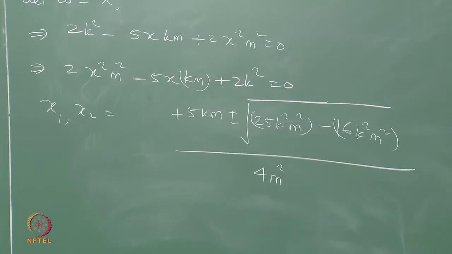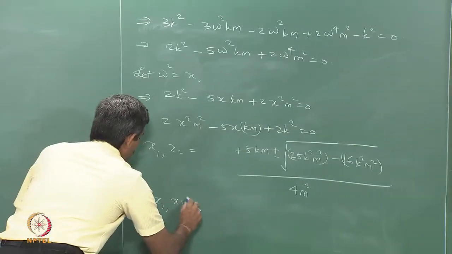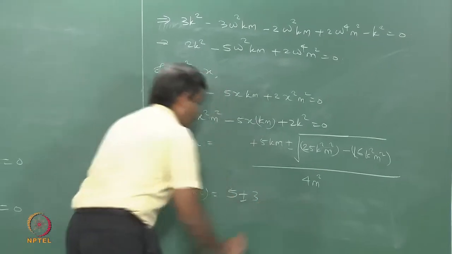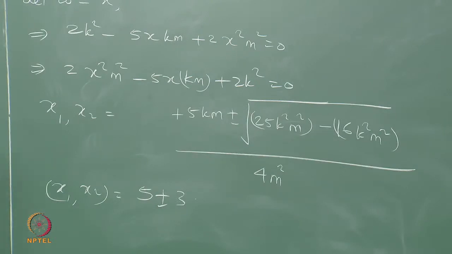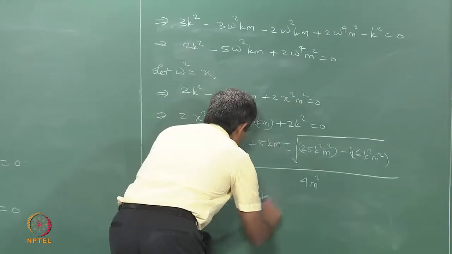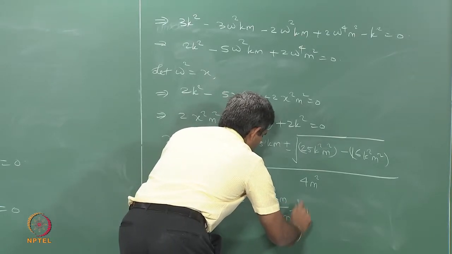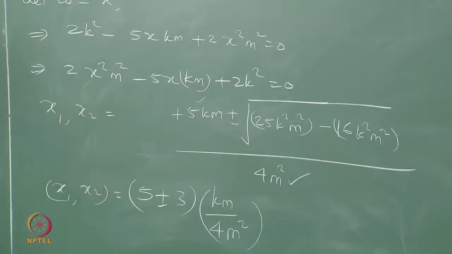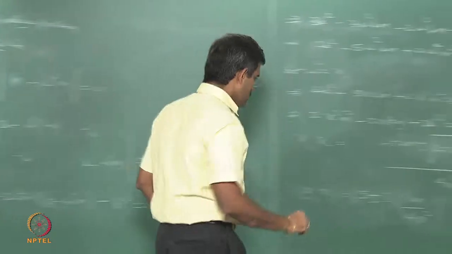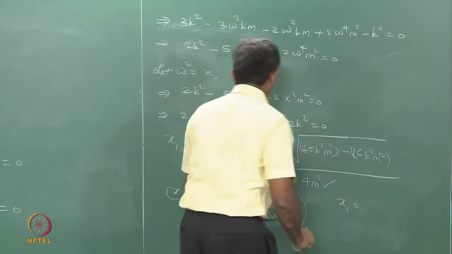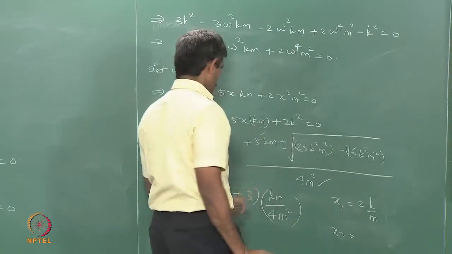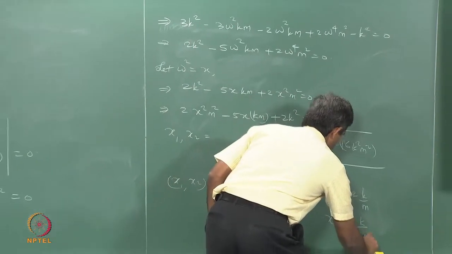Okay. So, simplify, you will get x1, x2 as pi plus or minus 3 km by 4m square. This multiplier and this multiplier is already there. Which implies that x1 can be 8 by 4, 2k by m, and x2 can be 5 minus 3, 2 by 4, so k by 2m.